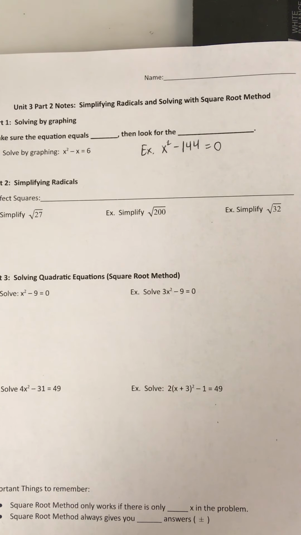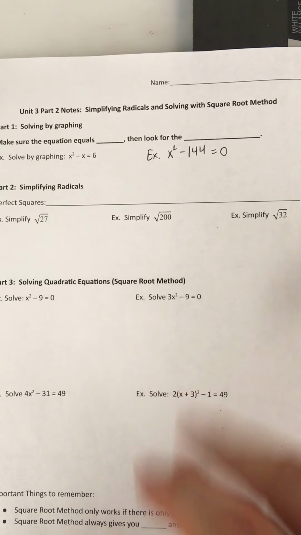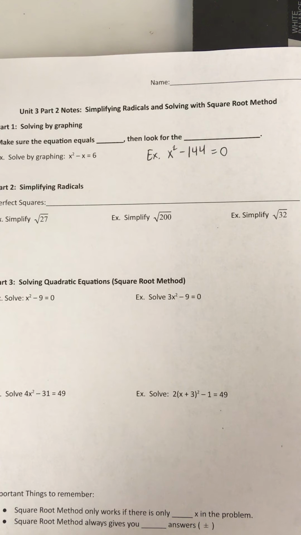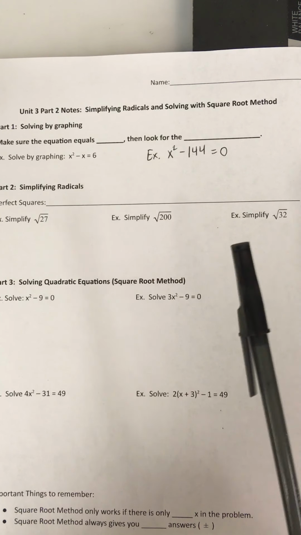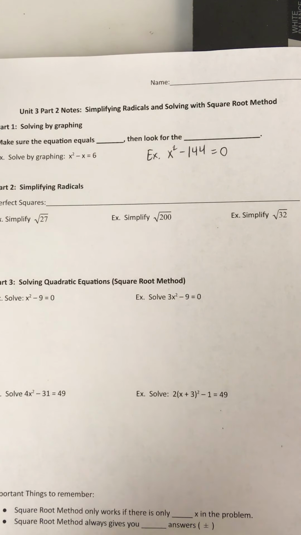Today's lesson, we're going to be doing three things. We're going to be still solving quadratic equations like what we were doing with factoring, but instead of factoring, we're going to be looking at how we can solve them by graphing using our graphing calculators. We're also going to be reviewing something that you learned in Algebra 1 and in geometry, simplifying radicals, and then using that to solve quadratic equations using the square root method.